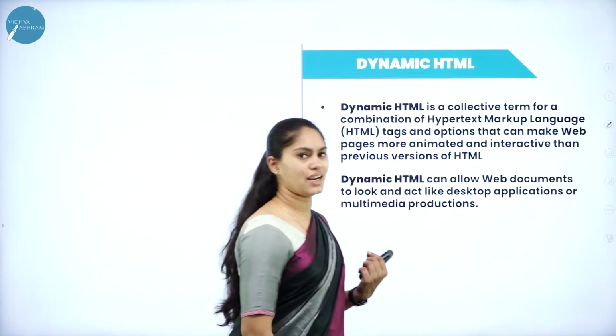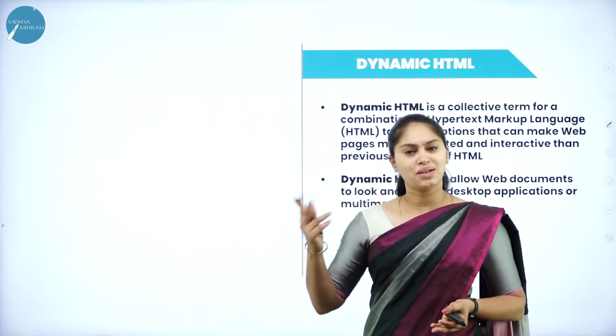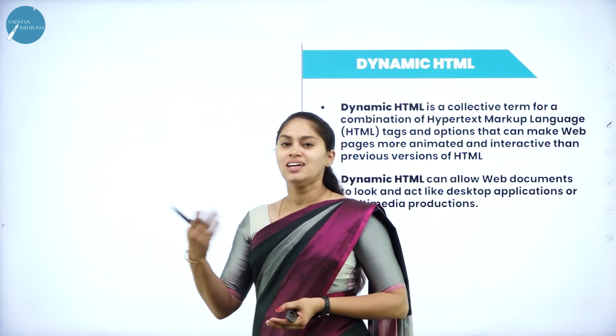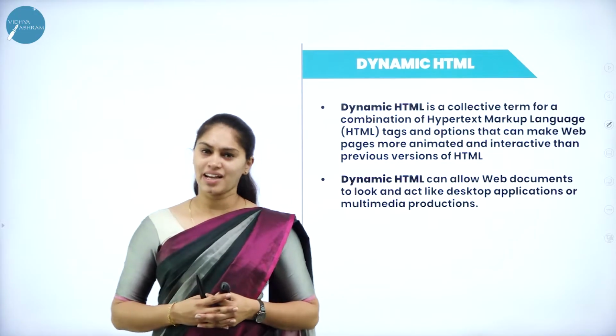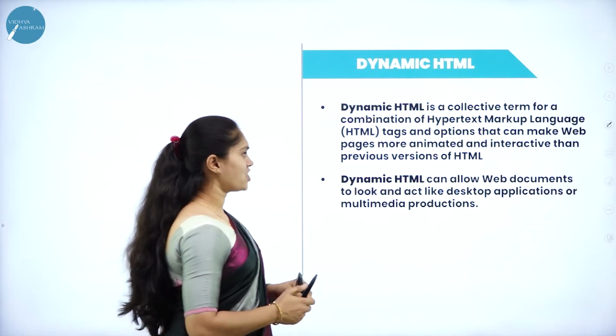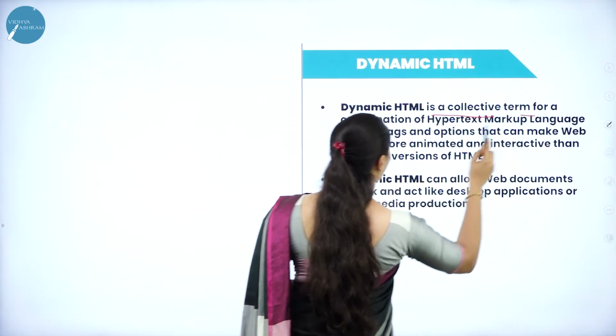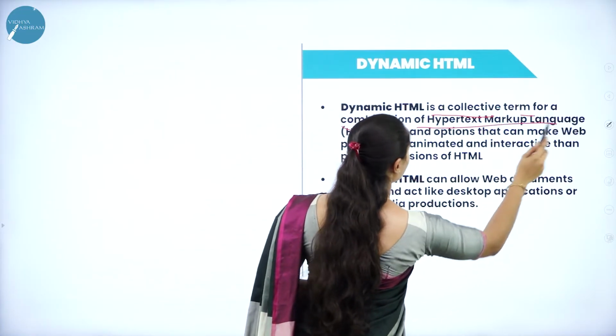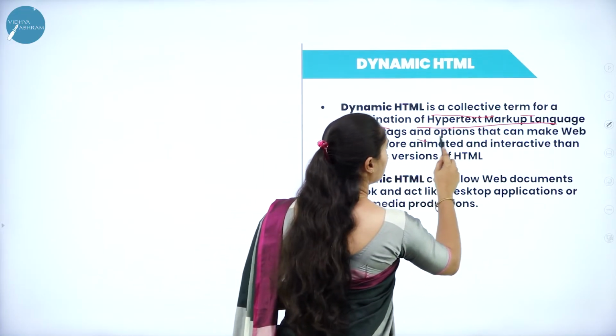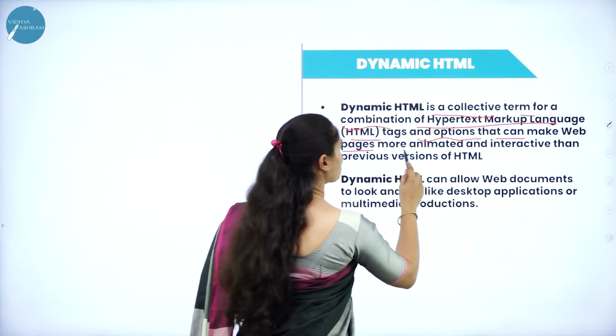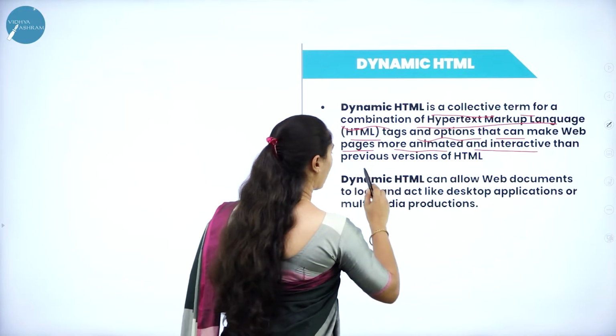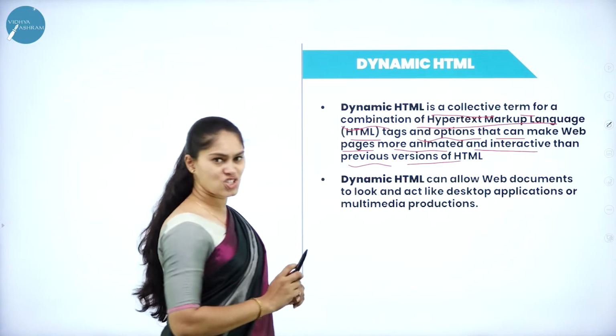Already I told you regarding HTML. When it becomes dynamic, when it is not static, then we call that DHTML, that is dynamic HTML. It is a collective term for a combination of hypertext markup language tags and options that can make web pages more animated and interactive than the previous version of HTML.